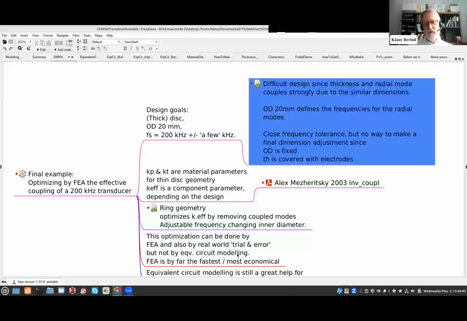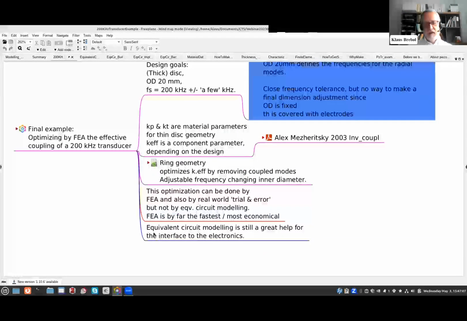The equivalent circuit modeling cannot be used, because we are actually changing the apparent elasticity of the ring by changing the dimensions, and therefore it's actually the result we are looking for that has to enter into the model, and that's simply not possible. But all in all, of the three methods here, finite element analysis is by far the fastest and therefore the most economical of them. The equivalent circuit modeling should not be forgotten, because it's still a great help for the interface to the electronics.